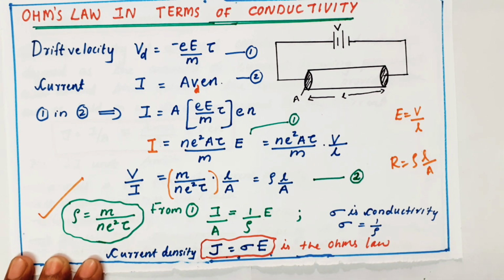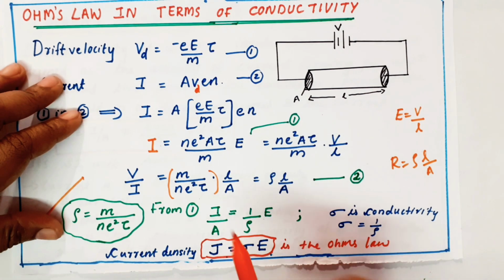Resistivity, till now we did not write any equation for resistivity. Now I am telling you, resistivity we can write as rho equals m by n e square tau, where m is the mass of the electron, n is number density, e is electronic charge and tau is the relaxation time. Clear?